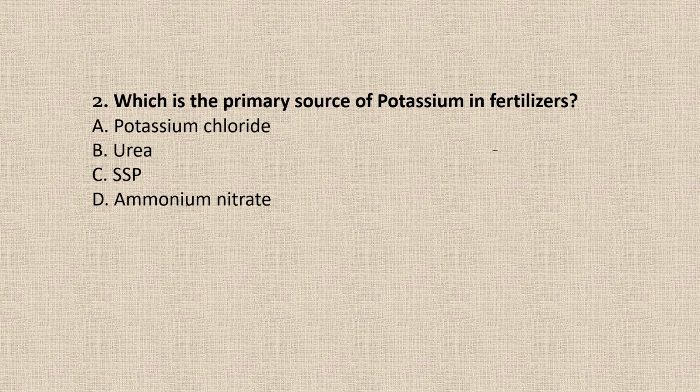Question number 2 says, what is the primary source of potassium in fertilizers? Potassium chloride, urea, SSP, or ammonium nitrate? So what it is asking is which fertilizer is mainly used for potassium supply. The most common potassium source for fertilizers is potassium chloride. This one, option number A, that is KCl.